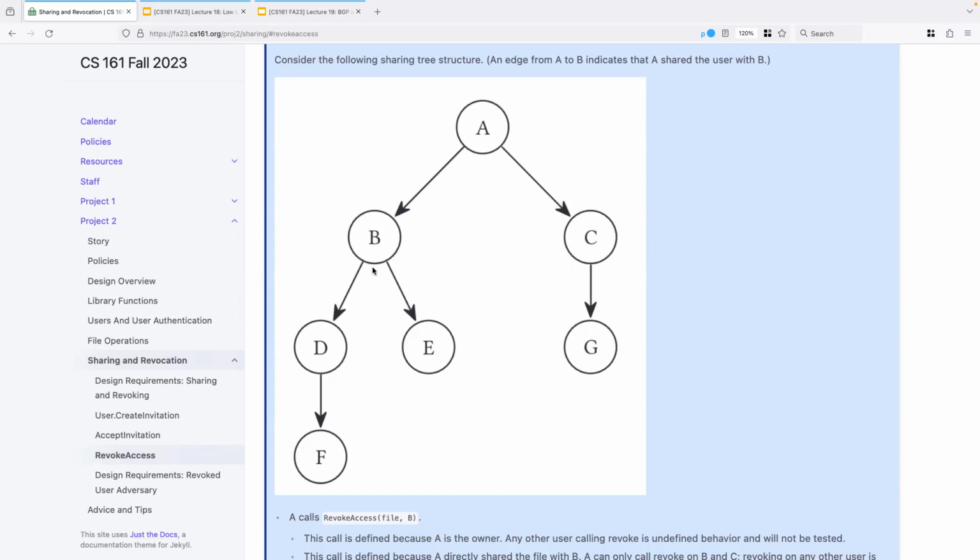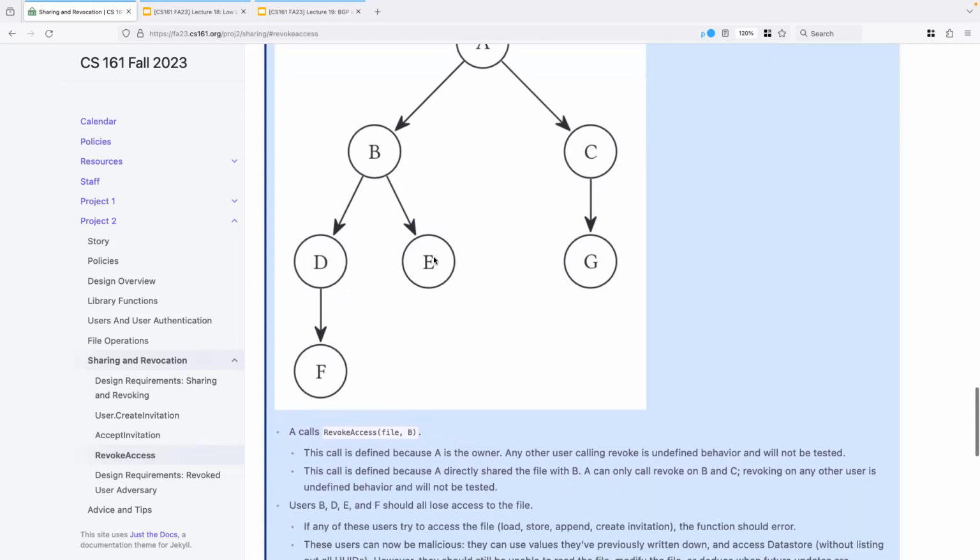If you revoke access from someone, everybody else should not have to re-accept an invitation to keep using the file. They should be able to continue using the file like nothing happened. So for example, if A calls revoke on C, C and G lose access, B should immediately be able to call load file, store file, or append to file, and it should just work. B does not have to wait to receive another invitation or accept another invitation. B, D, E, and F, they all have to be able to continue using the file as if nothing happened.